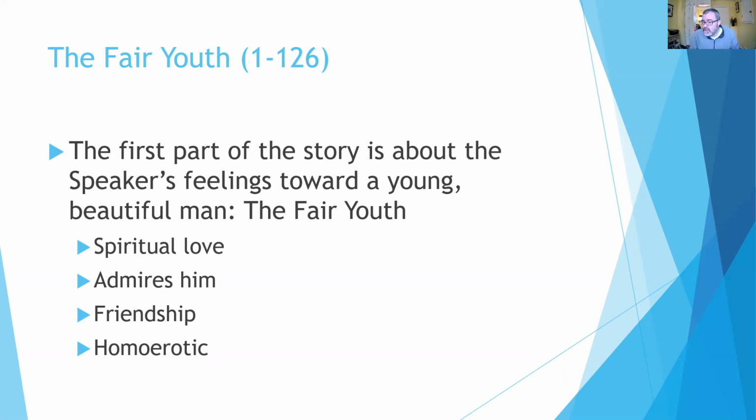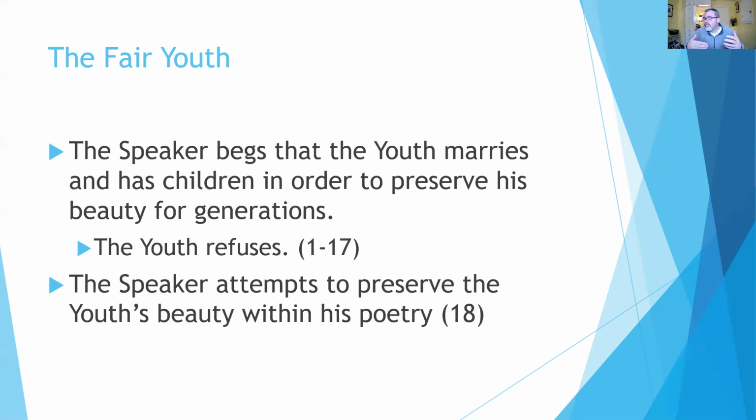Now, there's admiration there. There's friendship going on there. There is a physical desire going on there. But again, it's more him feeling this way towards the youth than the youth feeling this way towards him. We see that very early on in the first 17 sonnets that Shakespeare has written for us. The speaker makes it very clear that he thinks this youth is just beautiful and wonderful on a variety of different levels.